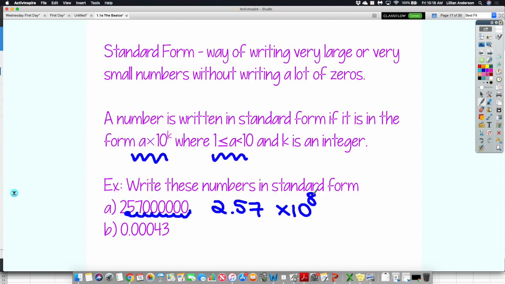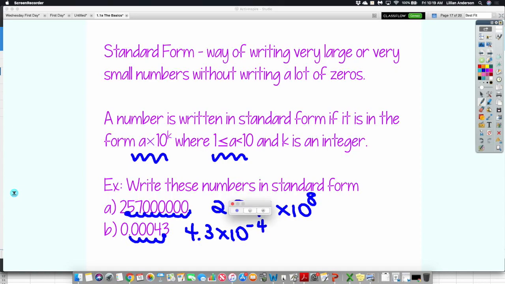Since the decimal's here for B, I'm going to move it over 1, 2, 3, 4 places, making sure the value of A is between 1 and 10. So that gives me 4.3 times 10 to the what power? Negative 4. Okay? If you have to move the decimal to the right, it's negative. If you have to move it to the left, it's positive. Or if the number is really, really small, the exponent is negative. If the number is really, really big, the exponent is positive. And that is standard form.